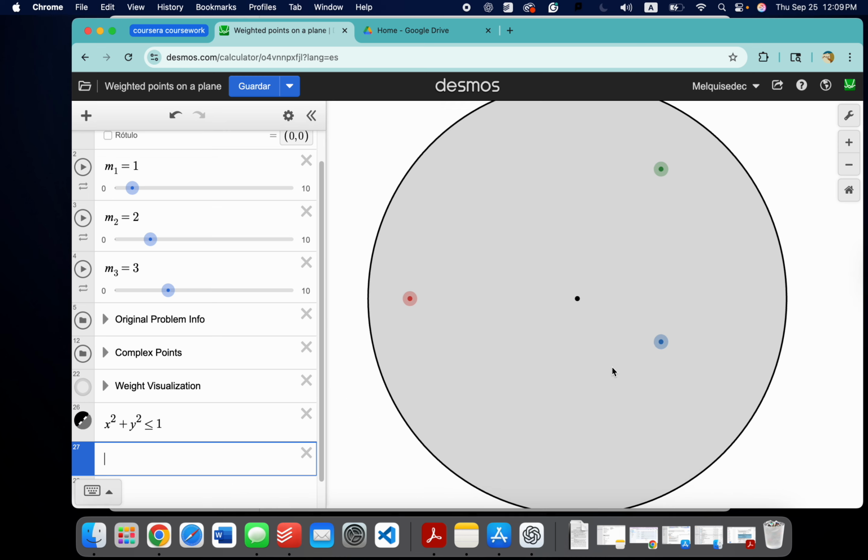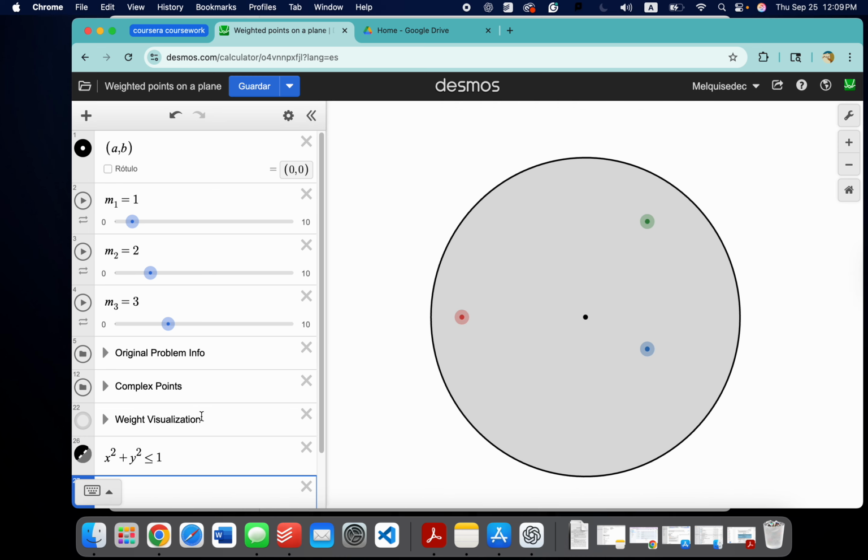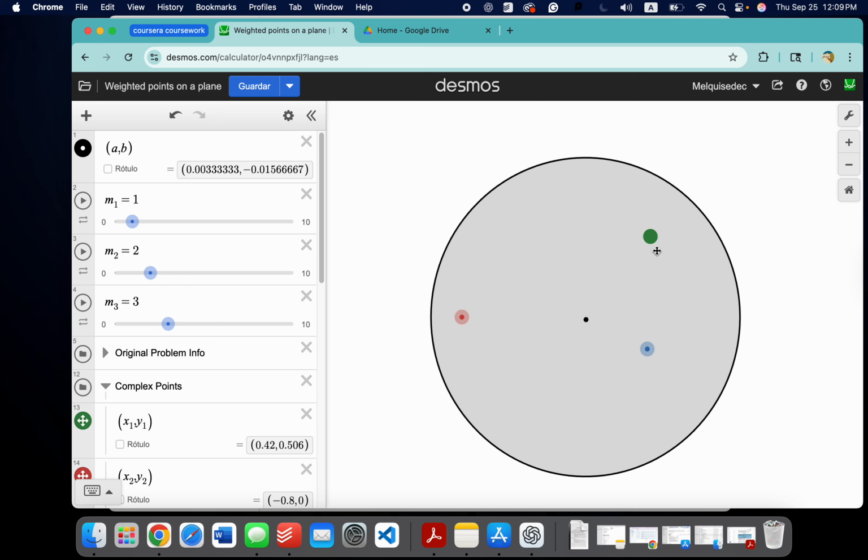Okay, great. So now it does look like they lie on a unit disk. On these points, you can see that they have this little thing here, which means that I can actually grab them and yank them about. So I can move them around as I see fit.